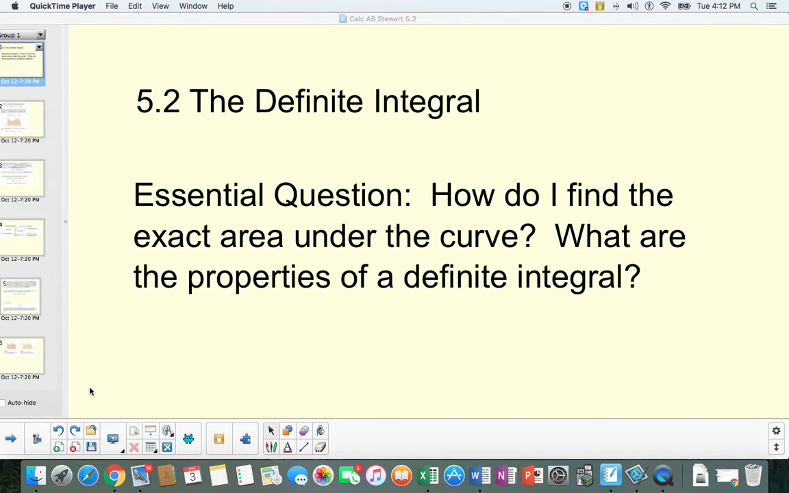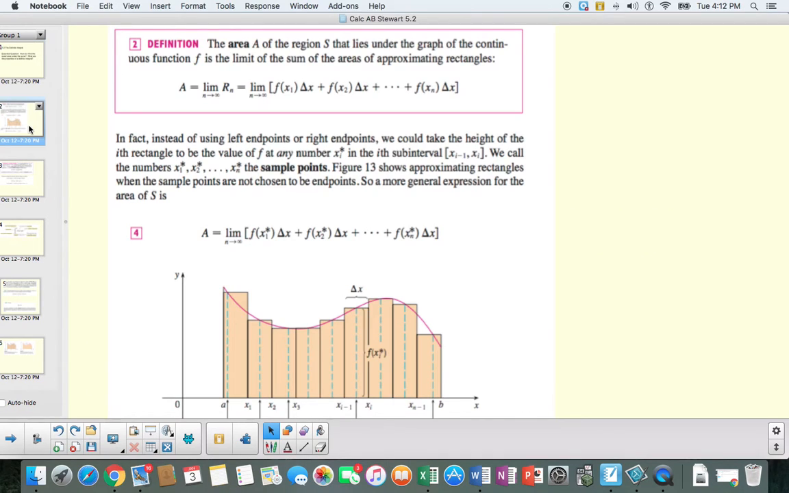5.2, the definite integral. Essential question. How do I find the exact area under the curve? What are the properties of a definite integral? All right, the area under the curve is going to be defined as the limit of the sum of the areas of approximating rectangles.